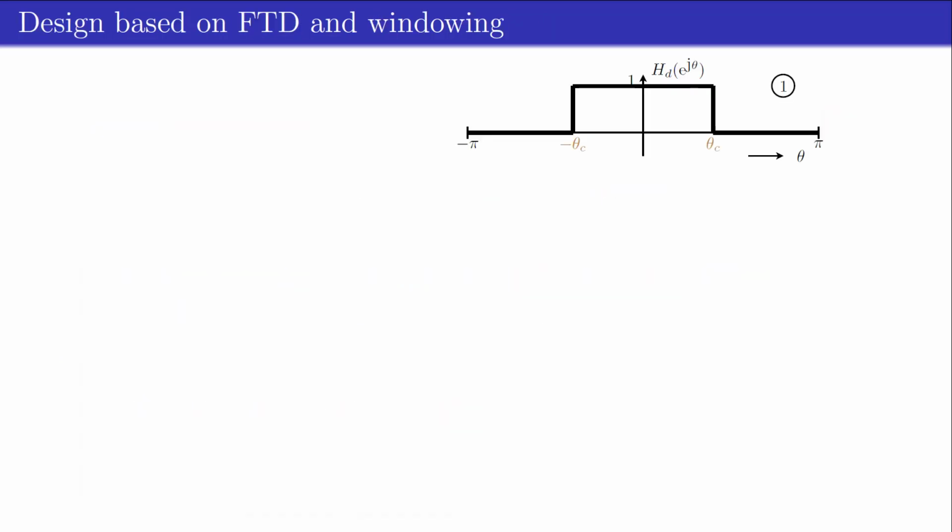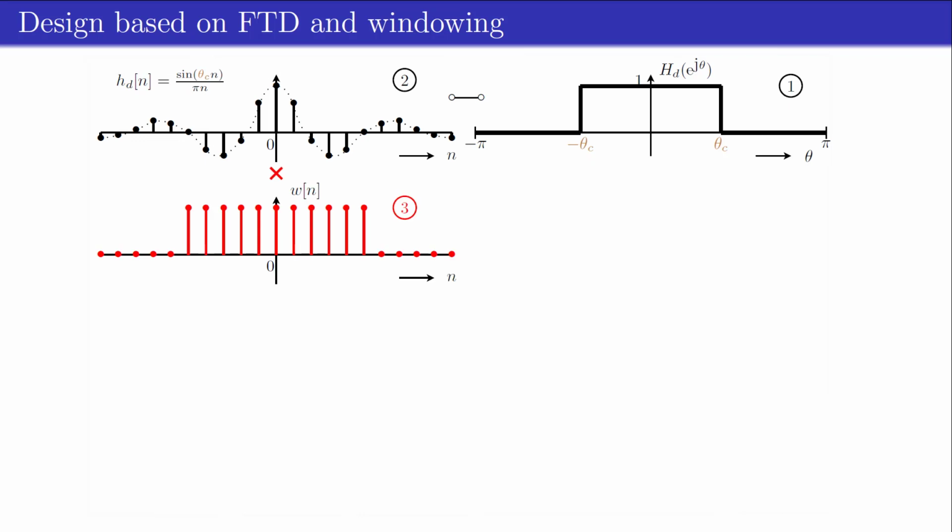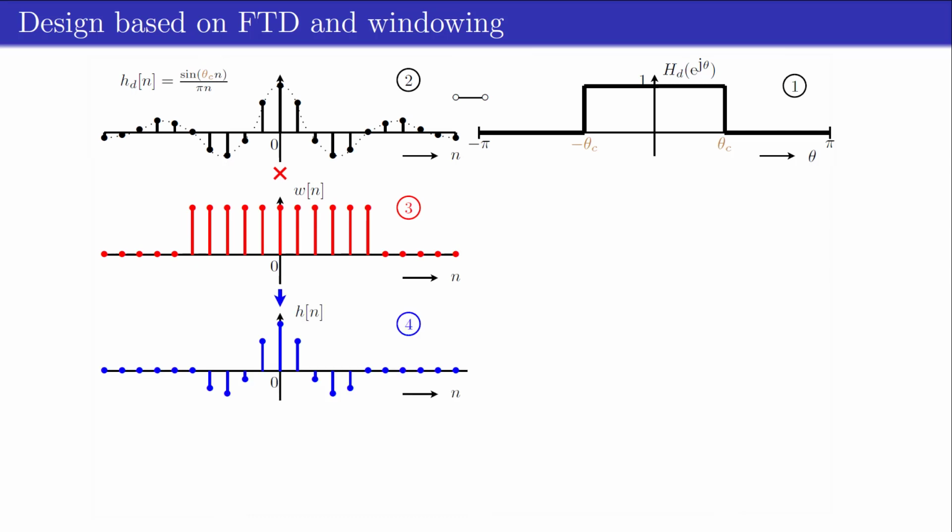Assume that the desired ideal low-pass filter response H_D with cutoff frequency theta_c is known as depicted in the figure. Using the inverse Fourier transform, we can determine the infinite length non-causal desired impulse response h_D[n]. In the window method, a finite length FIR filter is obtained by multiplying this desired impulse response with a finite length window w[n] to obtain a finite duration impulse response h[n].